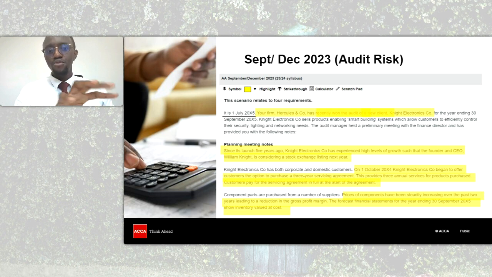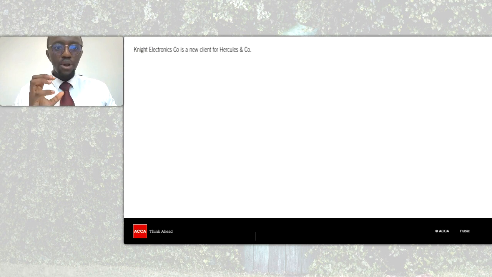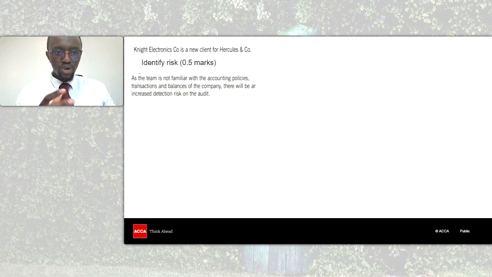Now, we first and foremost read the scenario, highlight as we read, and then from there I want to come to this. So I'll pick up a few things. I've identified the risk. This is a new client. I come to explaining. Now, I want us to read something here that's critical. You appreciate the fact that as the team is not familiar with the accounting policies, transactions and balances of the company, there will be an increased detection risk.